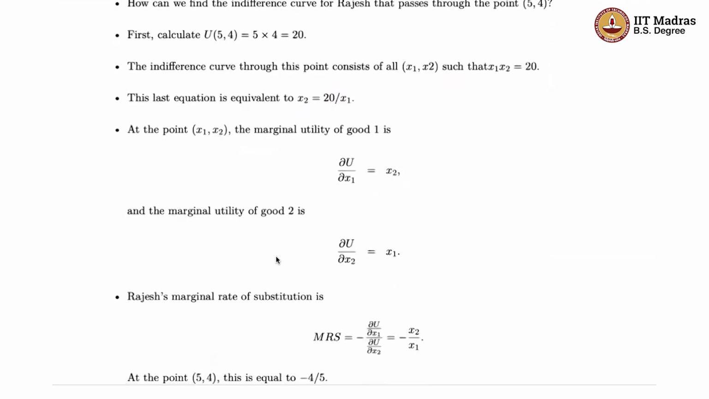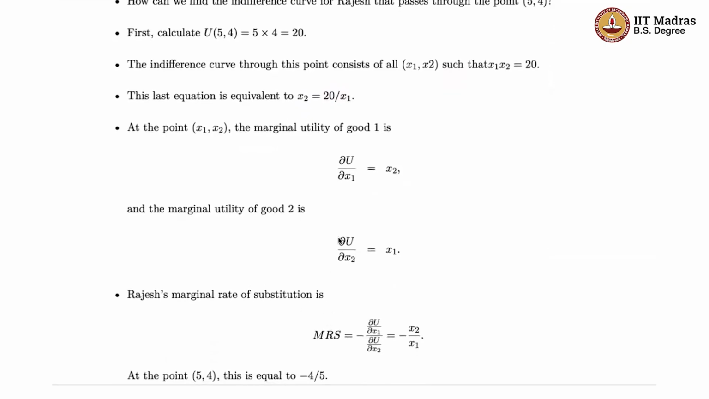We can also calculate the marginal rate of substitution. Remember, we have just derived above that the marginal rate of substitution is equal to the negative of del u del x1 by del u del x2. We have calculated the marginal utilities here. So we can see that the marginal rate of substitution is minus x2 by x1, right?